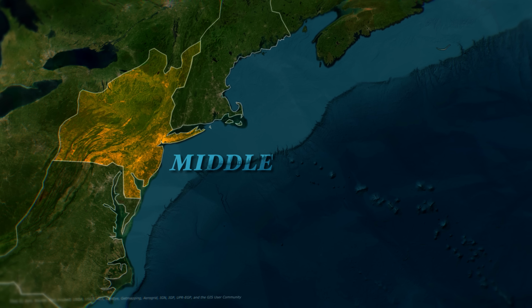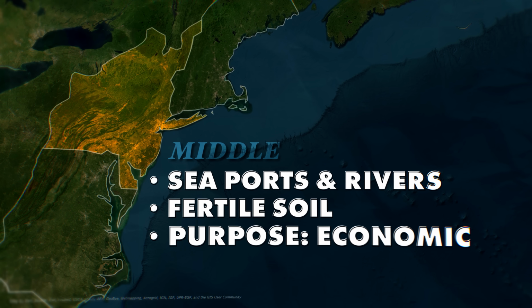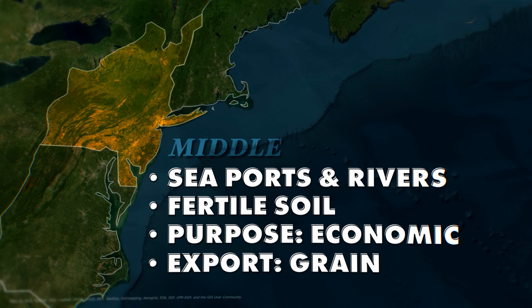Anyway, because New York, for example, had excellent seaports and rivers, not to mention fertile soil, the purpose of the colony was mainly economic, focused on the export of grain. And so merchants of many different cultures lived there in order to facilitate trade and commerce.